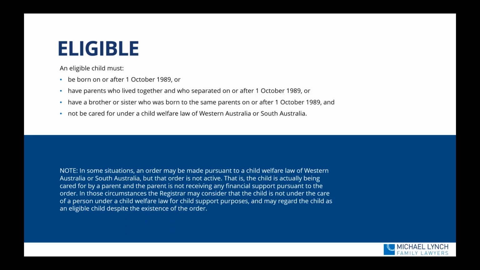To be an eligible child, that child must be born on or after 1 October 1989, have parents who lived together and who were separated on or after 1 October 1989. This is because of when the legislation became enacted. Have a brother or sister who was born to the same parents on or after 1 October 1989 and not be cared for under a child welfare law of Western Australia or South Australia.